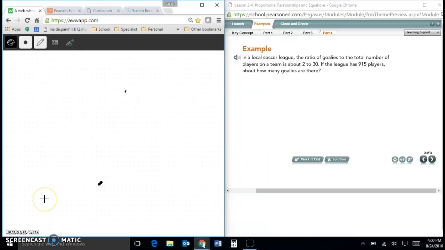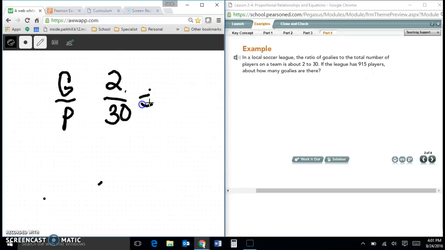Okay, the last part of our lesson for today deals with proportions, and this is something that you will use a lot in math. It says in a local soccer league, the ratio of goalies to the number of players on a team is 2 to 30. So what I'm going to do is put goalies over players, and there's 2 goalies for 30 players. Now, if the league has 915 players, so that is a P, that 915 is going to go down here. How many goalies are there?